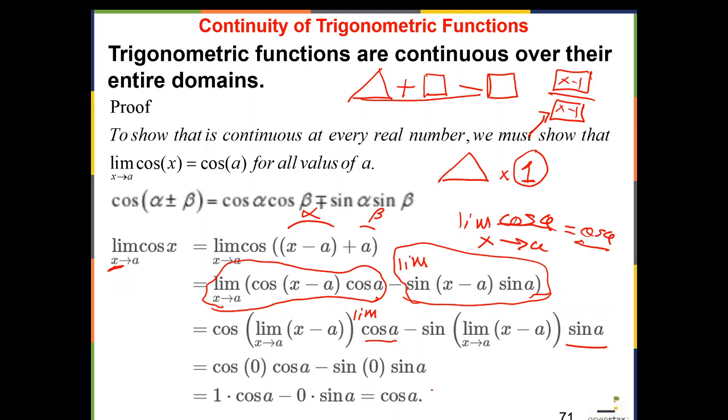So what did we just prove? We proved that the limit of cosine x when x approaches a is cosine a. That means no matter what a is in the domain of cosine, the function is continuous at that point. So what we can say is that cosine is continuous everywhere in its domain. And since the domain of the cosine is all real numbers, we say cosine is continuous everywhere, for real numbers. We can do the same thing for sine and for the rest of them.